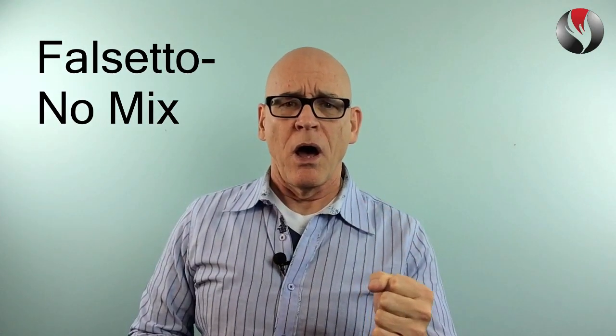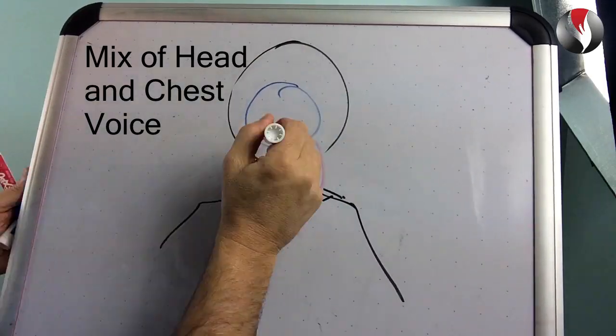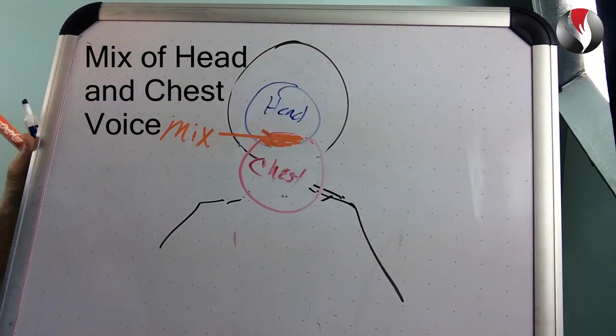A mix can only exist if the vocal cords remain connected. If your vocal cords break into falsetto and you do not reconnect, you have no mix. It's only falsetto. Mix is made with connected vocal cords and a blend of chest resonance and head resonance.